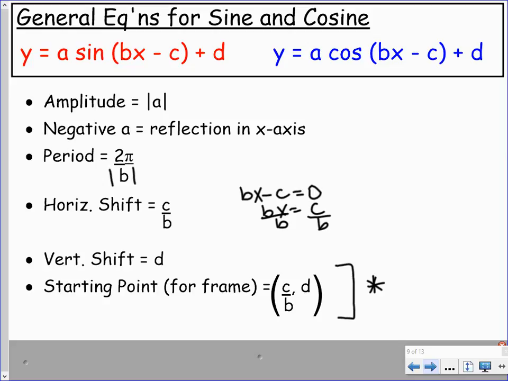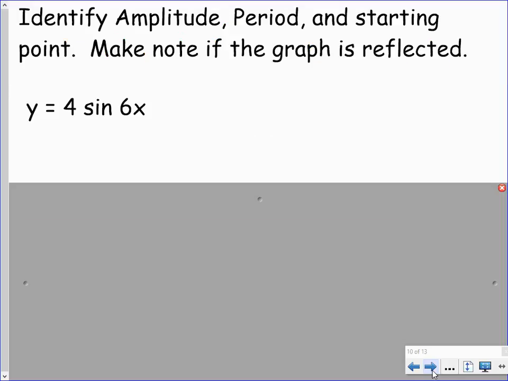Okay, so we are going to do some examples like what I want you to do on your homework assignment. The first example that I've got is an equation, y equals 4 times sine of 6x. I want you to do these things for your homework. Identify your amplitude and periods. Make a note if the graph should be reflected, because we'll need that information for when we actually graph. And also identify the starting point. The book is going to ask you only to do amplitude and period, but I would like you to do those extra 2 things: the starting point and the reflection, if it exists.